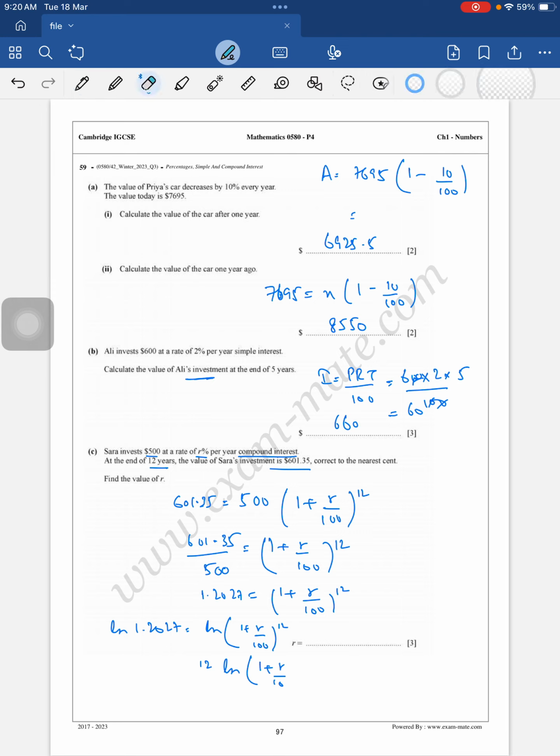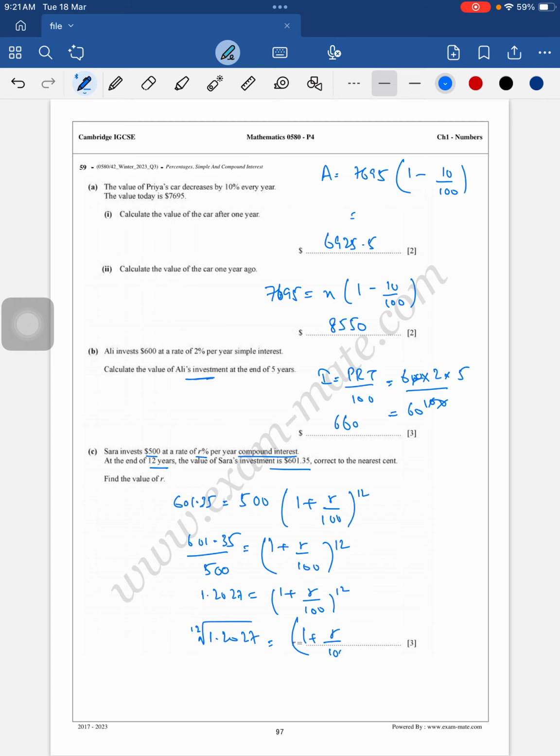Oh no, we should not apply log over here. We just need to remove the 12 power. If we apply log, it cannot be separated. So we need to apply the 12th root, so that the 12 finishes with 12, right? And the 12th root of 1.2027 is 1.015.